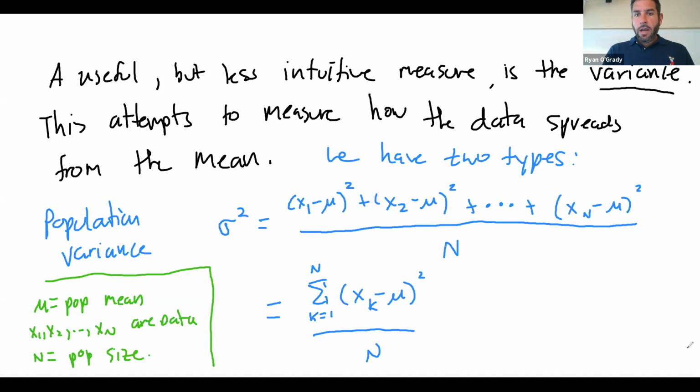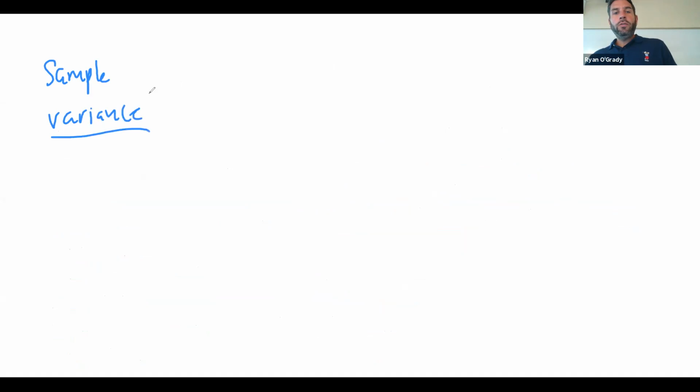All right, now, we had population mean, but we also had sample mean. So that means we would also expect there to be a sample variance. It's very similar, only we don't call it sigma squared, we call it S squared to distinguish it. And the formula is nearly identical, only it has one subtlety. So let's first write out what it is.